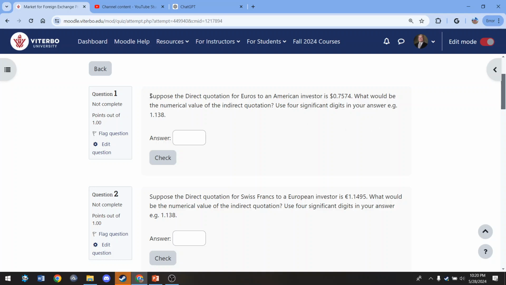It says, suppose the direct quotation for euros to an American investor is 75.74, right? Meaning we would pay 75 cents to purchase 1 euro, according to this problem. So what would be the numerical value of the indirect quotation? Use 4 significant digits in your answer. All right, so conceptually, what are we doing?